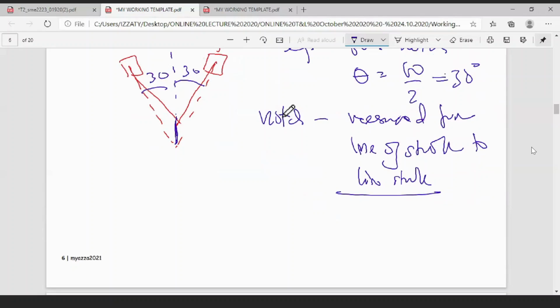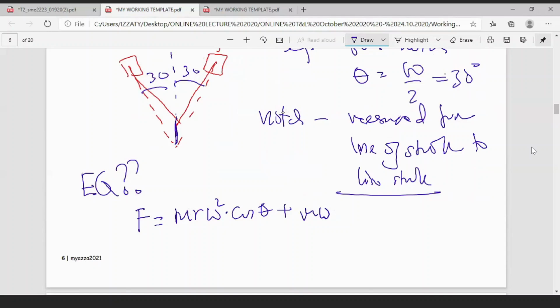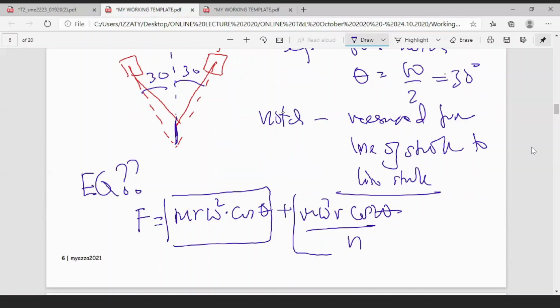How about the equation? The equation involved is exactly the same as what we did earlier. It's F equals m omega square r cos theta plus m omega square r cos 2 theta divided by n. This first one is primary, this one is secondary. The primary has direct and reverse, and the secondary also has direct and reverse.